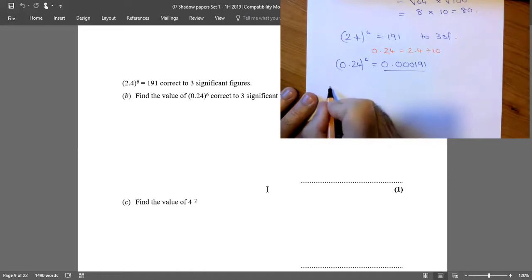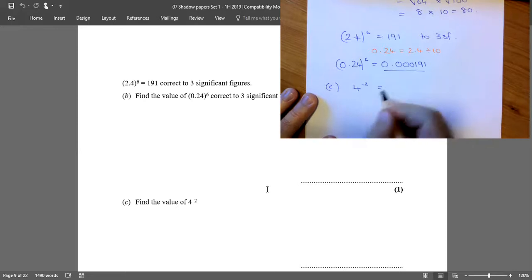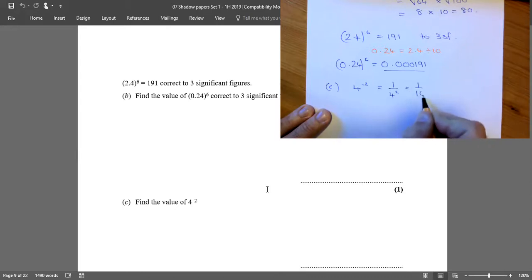Part C says 4 to the power of minus 2. So the negative gives you the reciprocal, so it's 1 over 4 squared, which is 1/16.